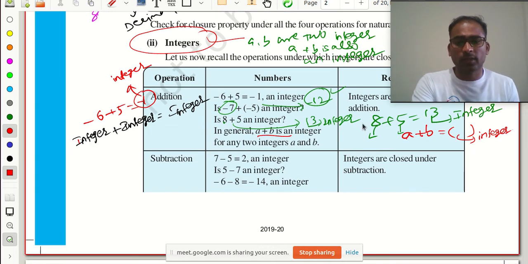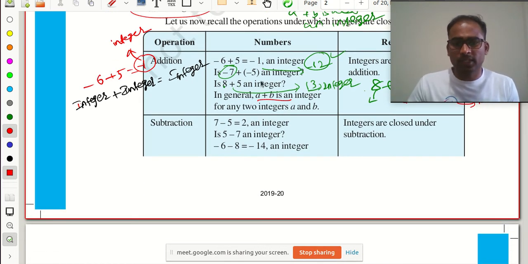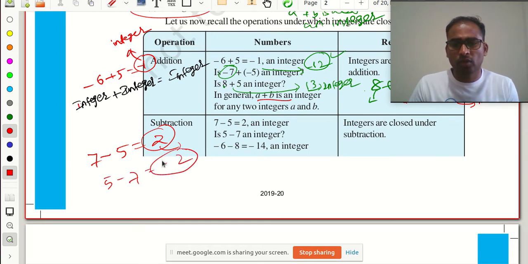Now we will check for subtraction. In subtraction, 7 is one integer and 5 is another integer. If I subtract these two, I will get 2. This 2 is also another integer only. Okay. Next, if I reverse it, 5 minus 7, I will get minus 2. Minus 2 is also an integer. Clear? So now what I can say? Integers are closed under subtraction.